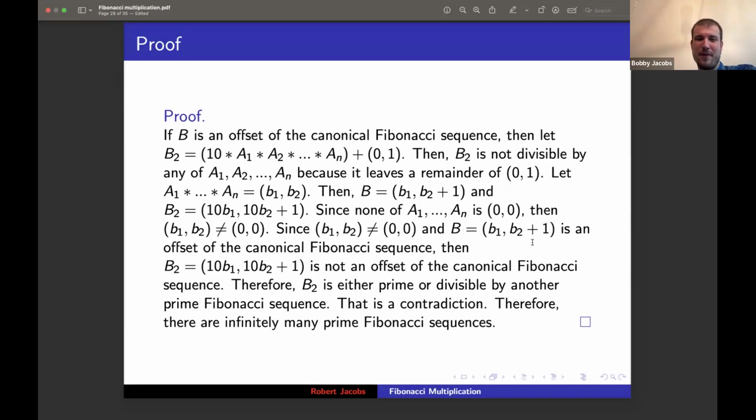That's where we need that other proof, because now we're going to use B2 as 10 times A1 times all through AN and then plus 0, 1. So now by the last theorem, B2 is not divisible by A1 through AN because it leaves a remainder of 0, 1. And it also cannot be an offset of the canonical Fibonacci sequence by the last lemma. So that means that B2 has to either be a prime or it's divisible by another prime Fibonacci sequence. That's a contradiction. Therefore, there are infinitely many prime Fibonacci sequences.